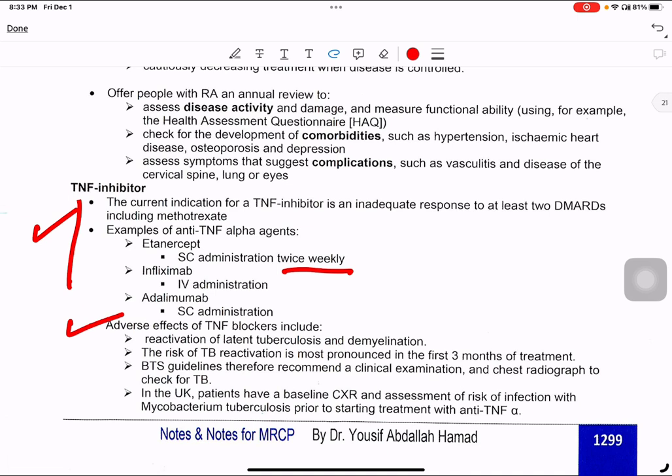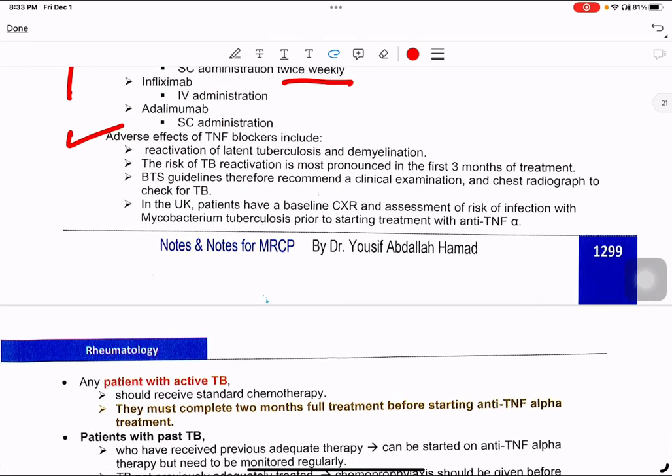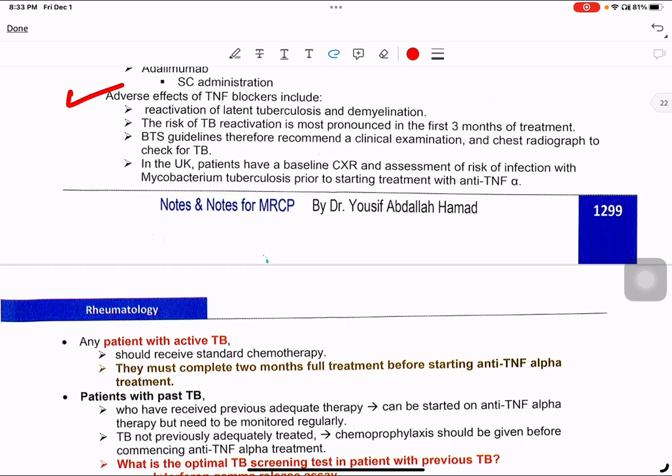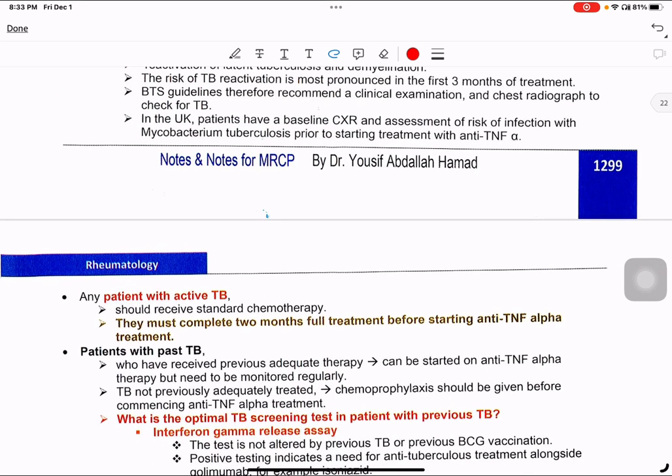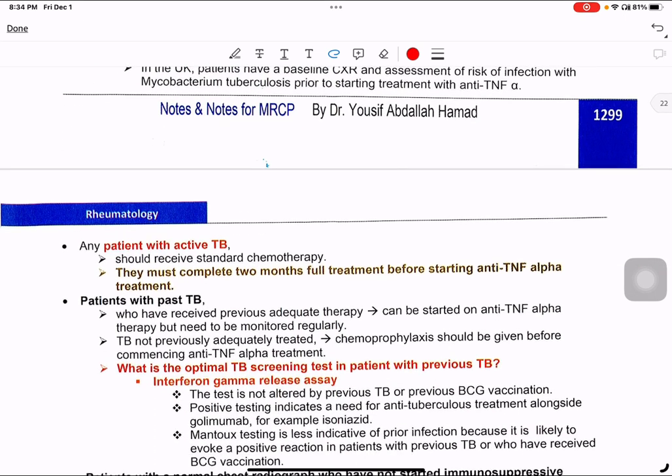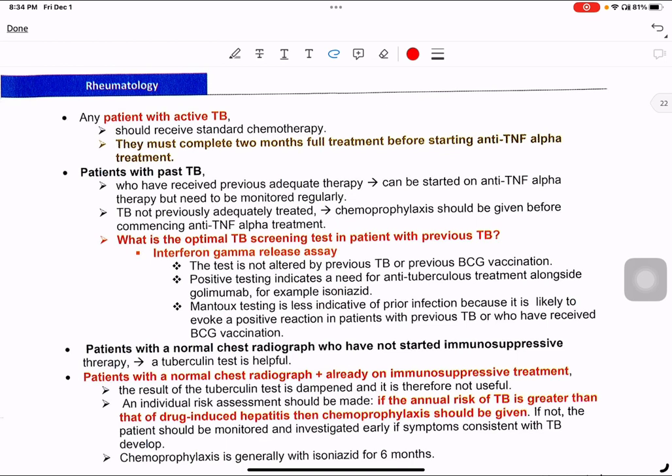Reactivation of latent TB, the risk of TB reactivation. So the TB gold test is very important when starting biologics. Any patient with active TB should receive standard chemotherapy. A patient with past TB who has received previous adequate therapy can be started on anti-TNF alpha therapy, but needs to be monitored regularly.